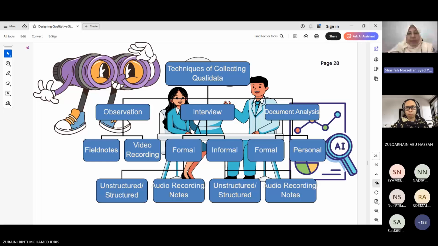Okay, techniques of collecting quality data: observation, interview, document analysis. These are the main techniques of collecting your data. So when you observe, you can do filming. You record them, and you can do some field notes, jot down whatever you see. You can have an interview, either formal or informal, either an individual interview or a focus group discussion. And then you can have document analysis, whether it's a formal document or just personal notes.